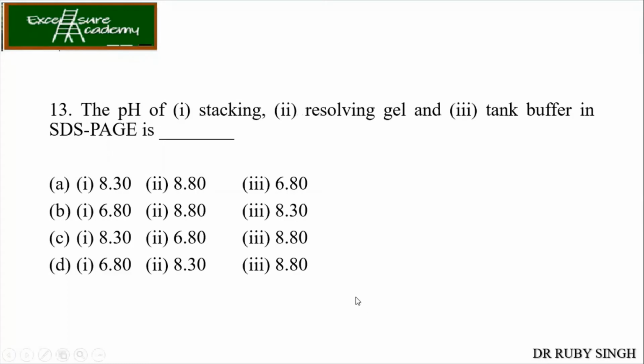Now the pH of stacking, resolving gel and the tank buffer. So this, you don't have to do anything. Just remember that the stacking is 6.8, your resolving is 8.8 and then the buffer system is around 8.3. So here the answer is 6.8, 8.8 and 8.3. So please remember, this is very important whenever you are making any gel.